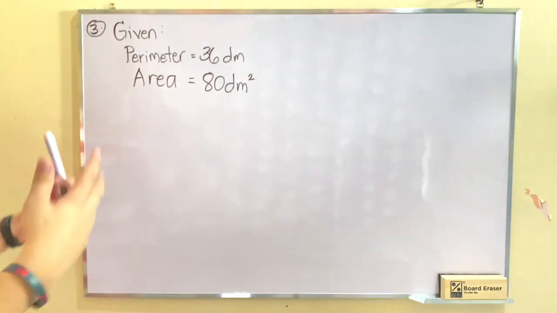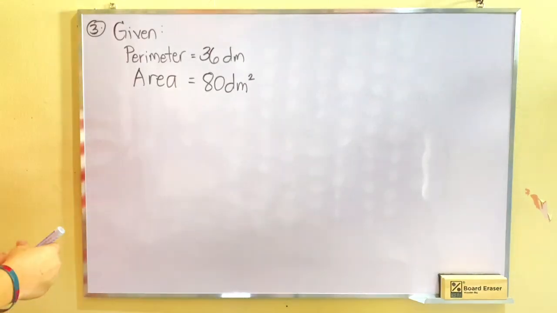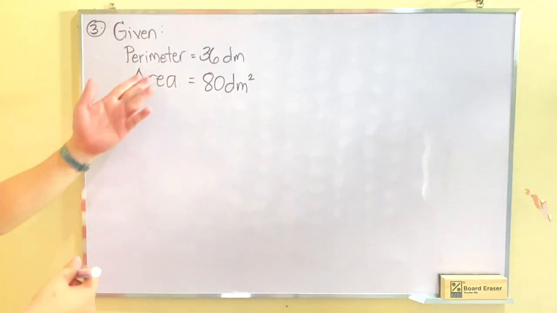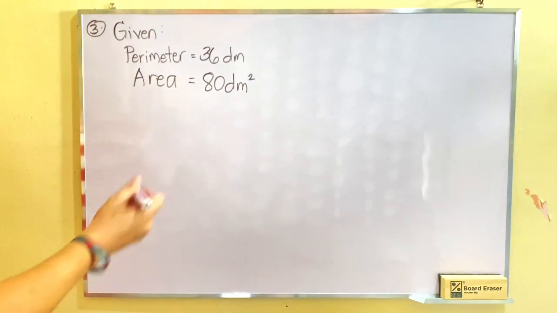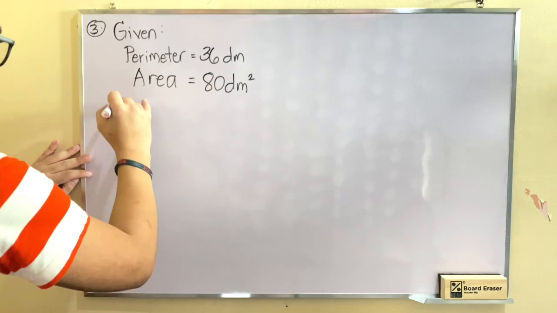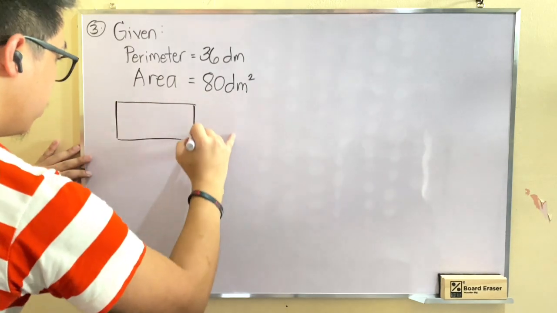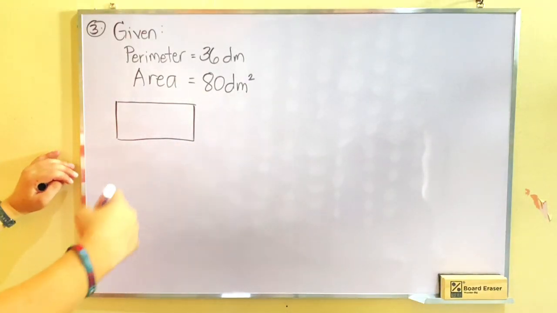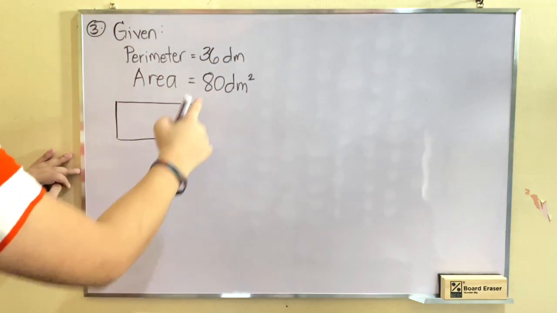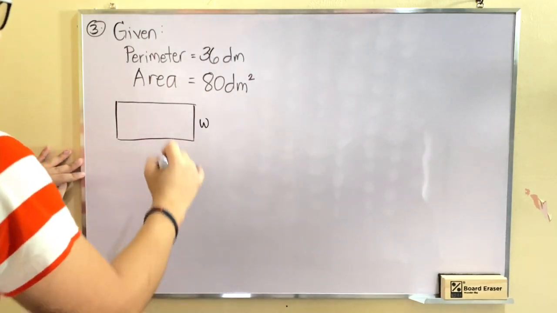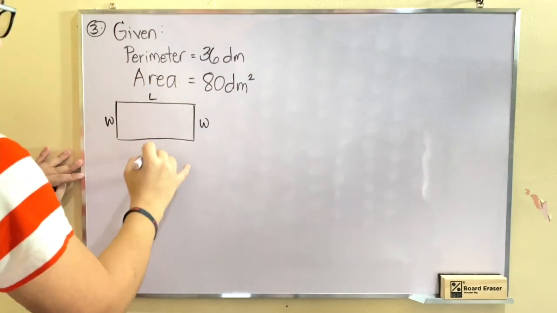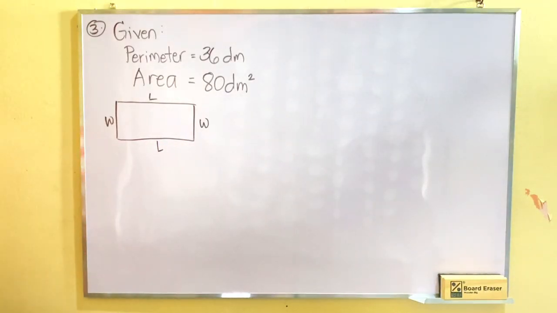Ang tinatanong ngayon is kung ano yung dimension. So, ano ba tong given? Kung may perimeter at merong area. Ang given natin is a rectangular metal plate. So, drawing natin yung rectangular metal plate. So, ang perimeter is 36 decimeter and yung area is 80 decimeter squared. Ito yung width and ito yung length. Meron tayong dalawang width and meron tayong dalawang length.